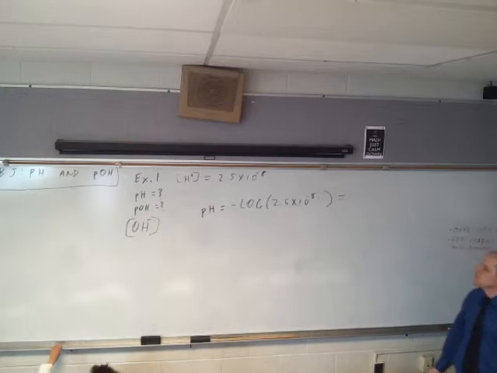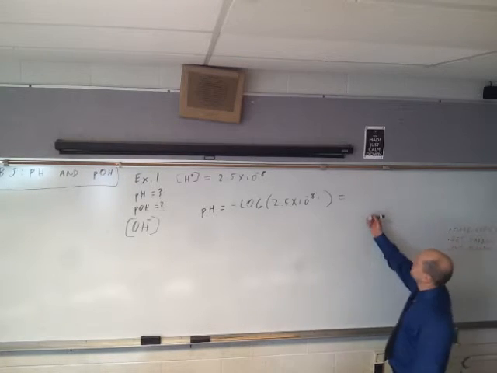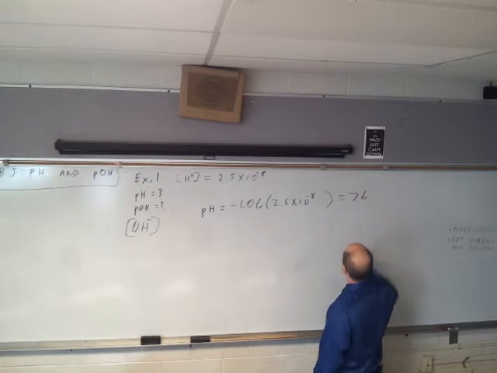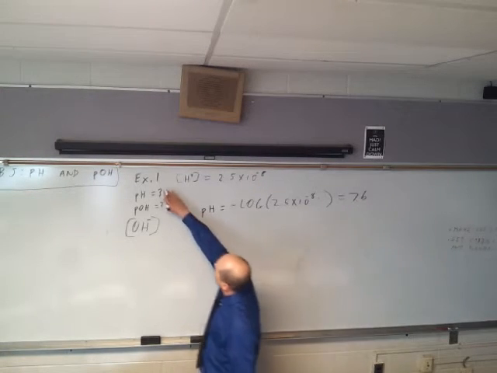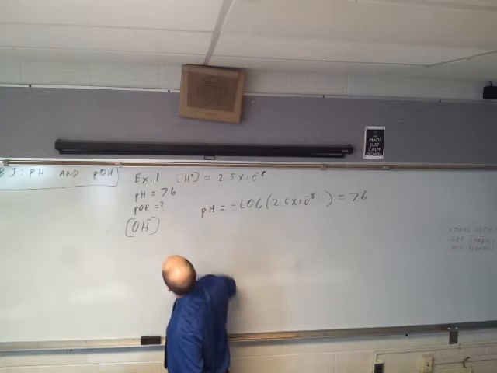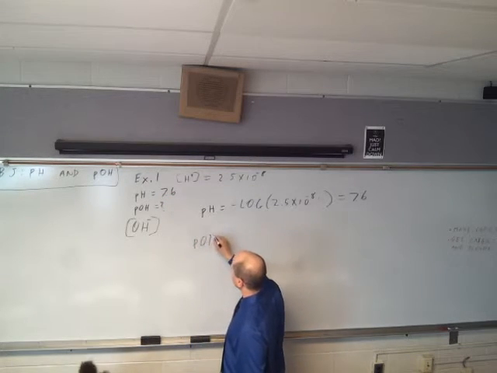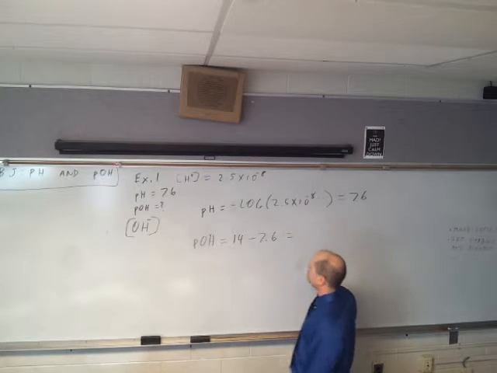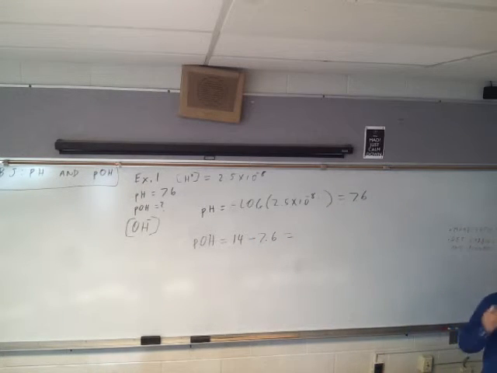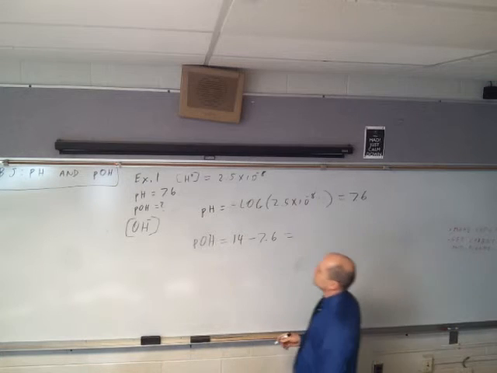All right, so we actually got to plug this one in. Obviously, the number should be somewhere close to 8 plus or minus 1. Somewhere in there. 7.6. Okay, so we got pH, 7.6. Okay, now to find pOH, this is really simple. It's going to be 14 minus 7.6. 6.4.